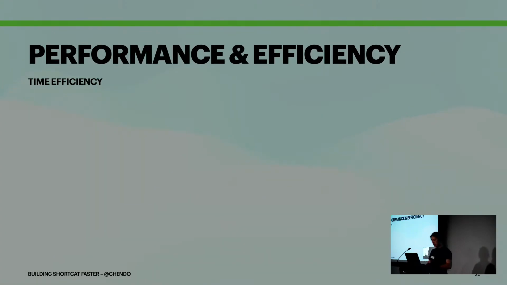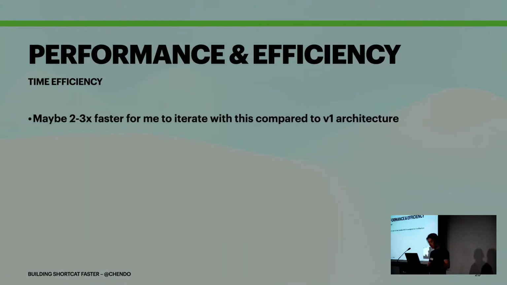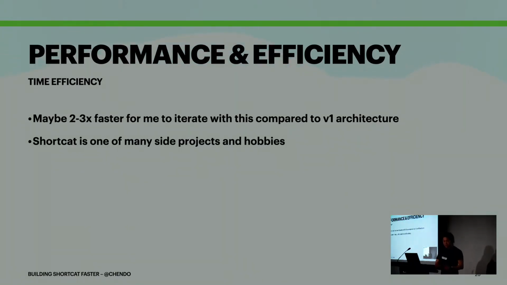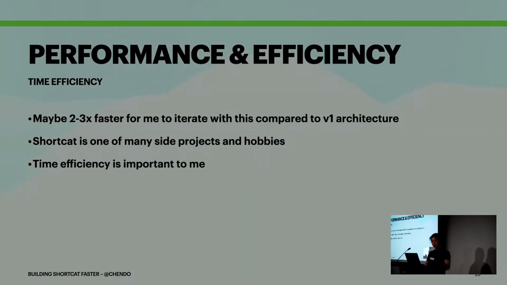Time efficiency. So is it efficient to build it this way? For me, at least, it feels 2 to 3 times faster to build it with this architecture compared to my previous one. It could be higher, it could be smaller. I don't know. This is just a wild guess. And this is important to me because Shortcat is one of many side projects and hobbies, and so time efficiency is important to me.